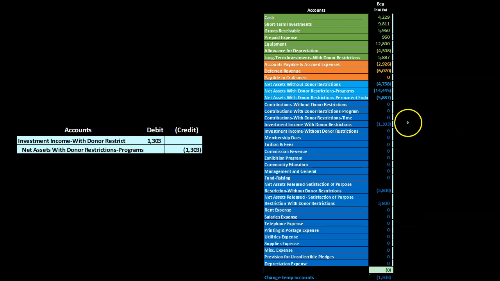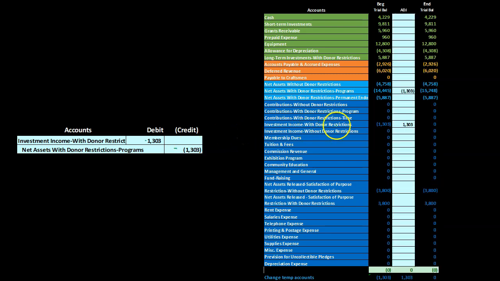So you'll note what's left here. We got obviously this one left. We got these two left. We're going to be dealing with this one now. That's the investment income with donor restrictions. We're going to be closing that one out. It has a credit balance in it. Therefore, we will be debiting it, investment income with donor restrictions. We will then credit the net assets with donor restrictions.